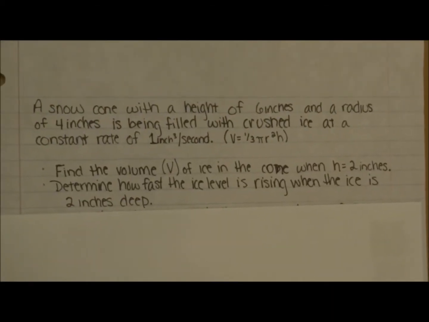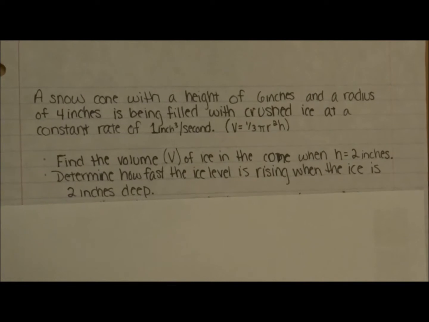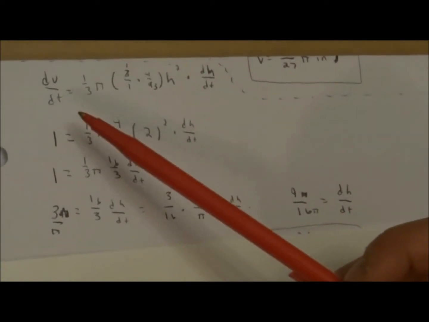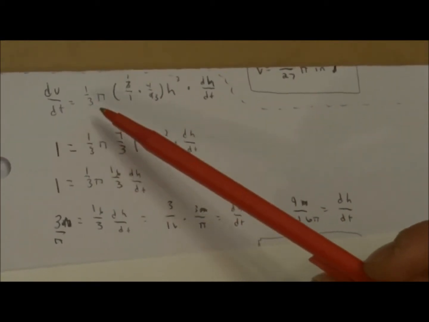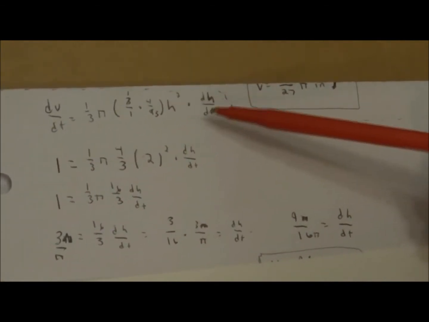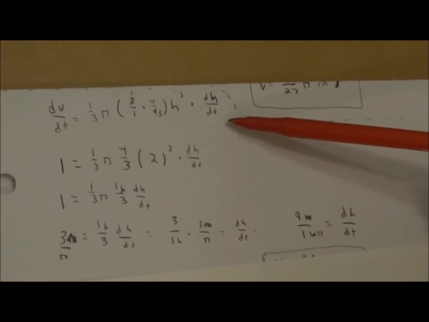For the second part, determine how fast the ice level is rising when the ice is 2 inches deep. For the second problem, first find the derivative of the volume equation. The derivative of the volume equation is 1/3 pi times 4/3 h squared times dh over dt.